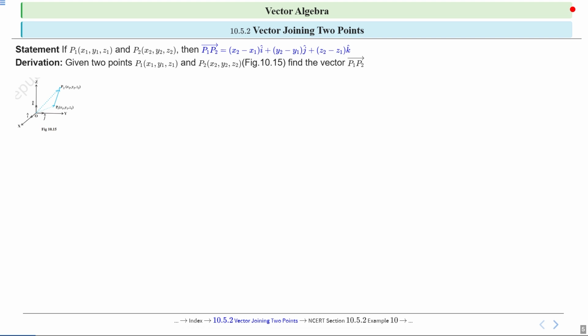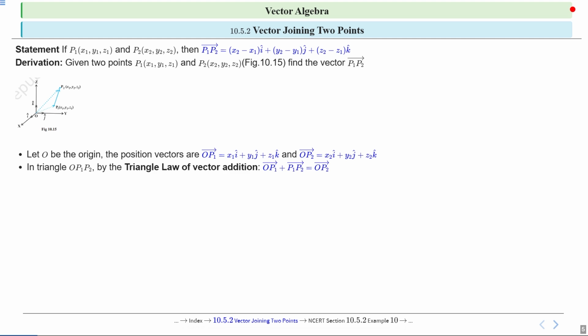Derivation: these 2 points P1 (x1, y1, z1) and P2 (x2, y2, z2), we have to basically find the vector P1P2. Got it? So let us see how we can find this. Let O be the origin. The position vector OP1 is equal to x1 i cap plus y1 j cap plus z1 k cap, and OP2 vector is basically equal to x2 i cap plus y2 j cap plus z2 k cap.